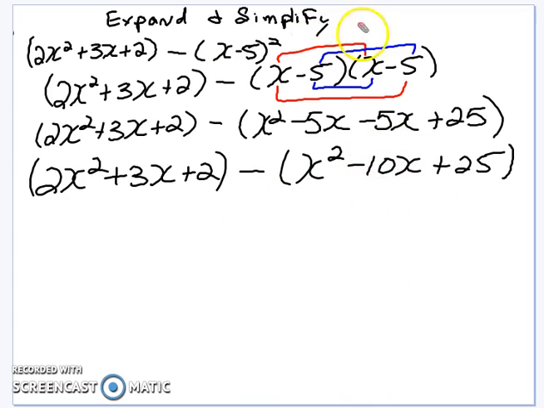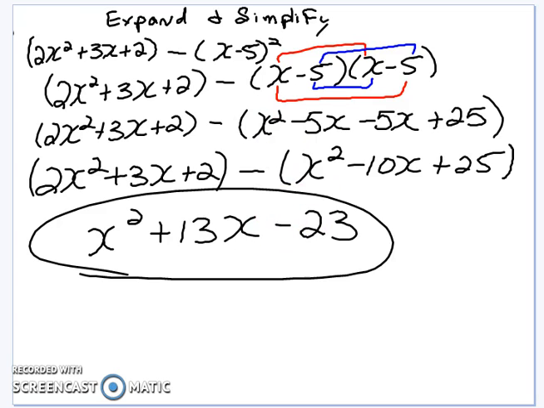Now I'm on to my last step of simplification. So I'm going to take like terms and subtract them from the first set of like terms. So 2x squared subtract x squared gives me x squared. 3x subtract negative 10x gives me 13x, negative negative, positive. And finally 2 subtract 25 gives me negative 23. There is my final solution, expanded and simplified. Live long and math on.